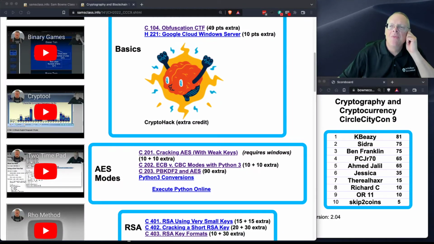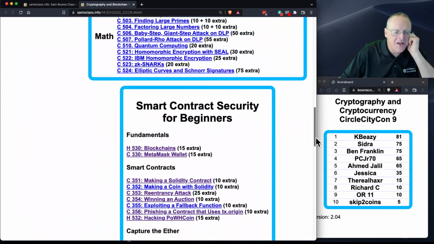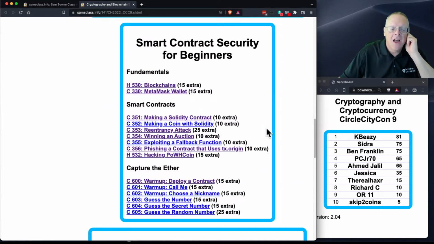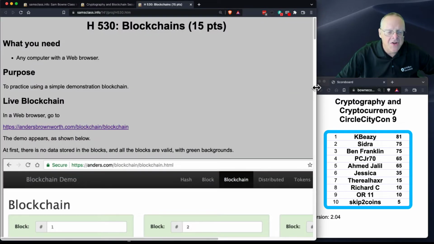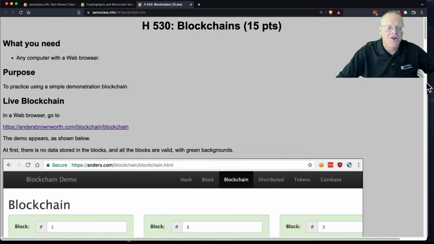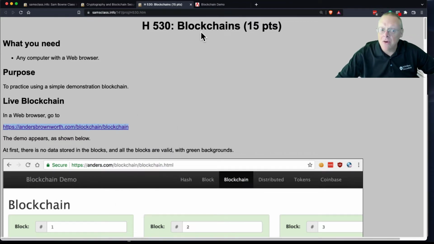All right, so let's move to the next topic, which is cryptocurrency. The first thing is to understand blockchains and set up a wallet, and then we'll start making smart contracts and seeing the flaws in these smart contracts. So the first thing here is the blockchains, and there's a nice simple online demonstration of blockchains here that lets you understand how they work.